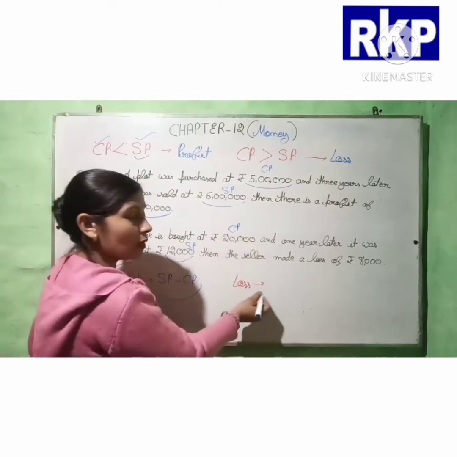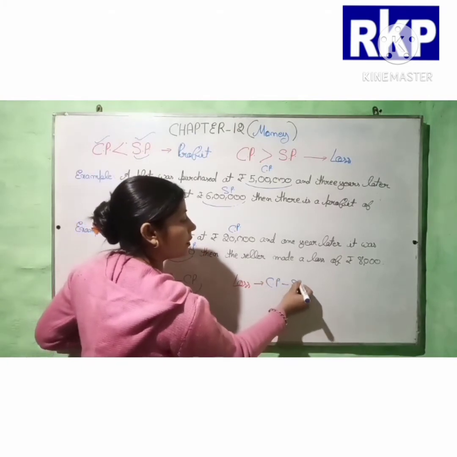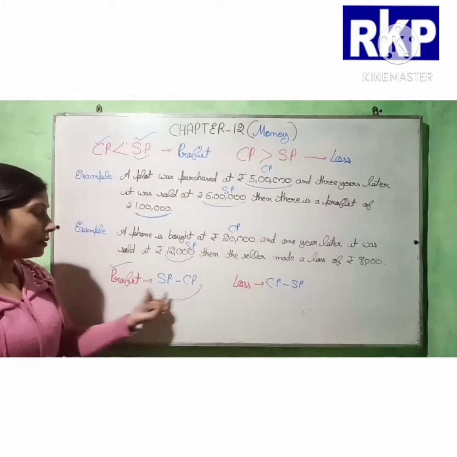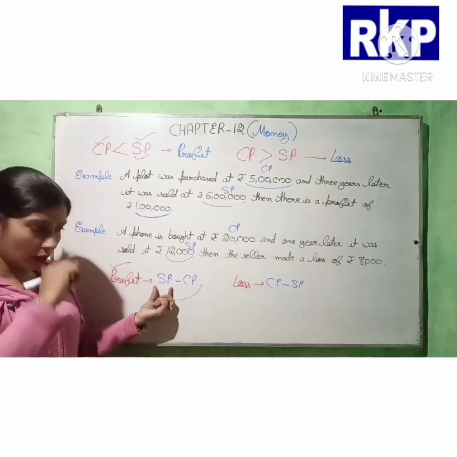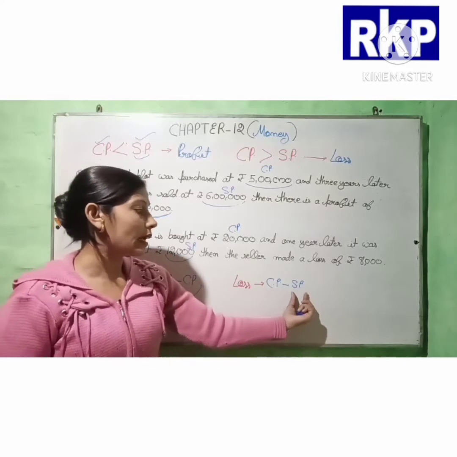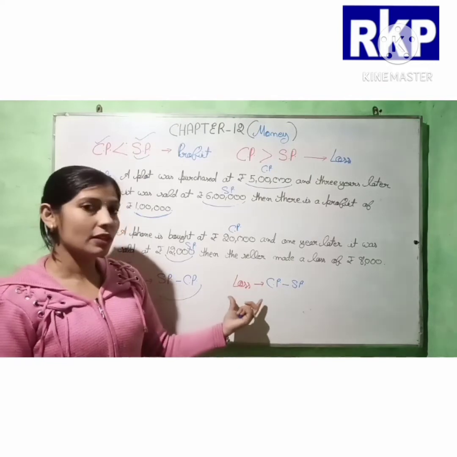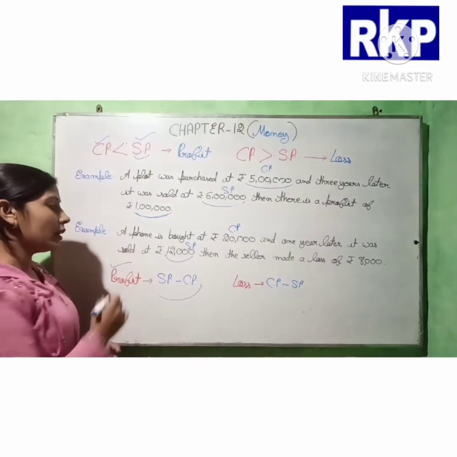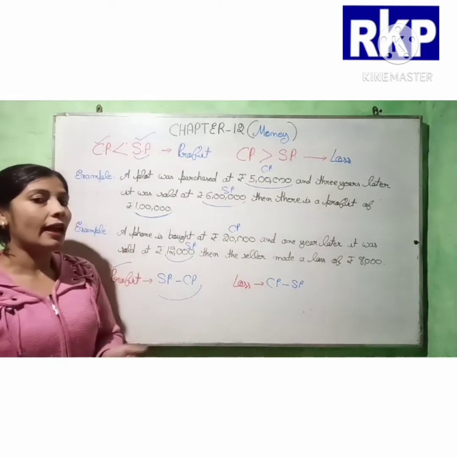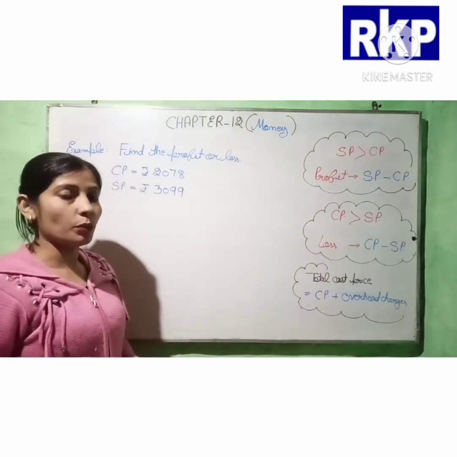So what is the formula? Yes, CP minus SP. To find out the profit we have to subtract cost price from selling price, and to find out loss we have to subtract selling price from cost price. I hope you all have understood how we can find profit and how we can find loss if we have selling price and cost price. Now students, let us take one more example to understand this topic more clearly.